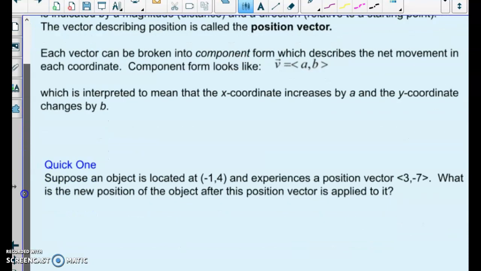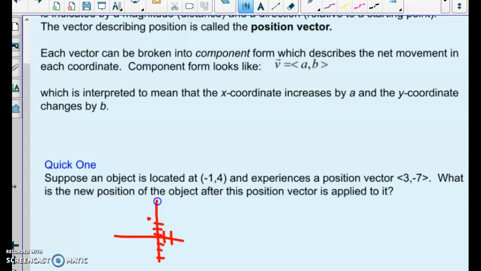So suppose that I am at -1, 4, if I'm starting there, and I'm going to move using a vector of 3, -7. So I'm going to be moving 3 and then -7. So I'm going to go 1, 2, 3, 4, 5, 6, 7. And where do I end up? Well, if I start at -1 and I move 3 to the right, I'm going to end up at the point, it's a point now, 2, and if I'm starting at 4 and moving down 7, I end up at -3. So I use the vector to move from one point to another point.